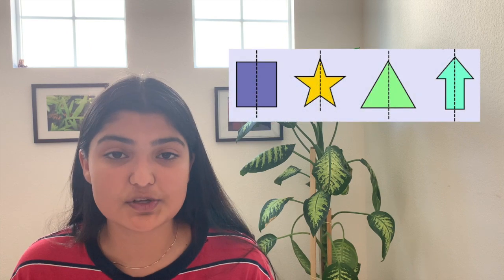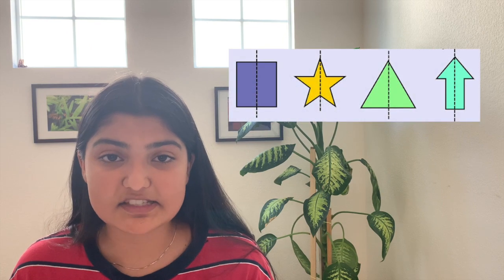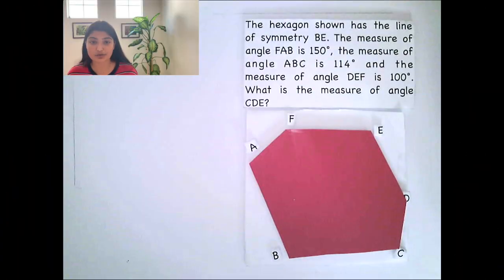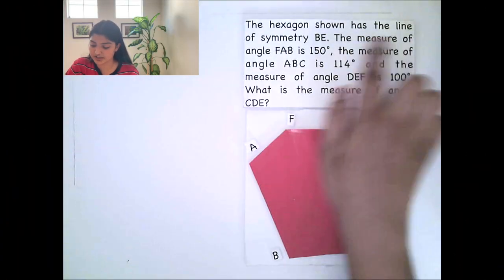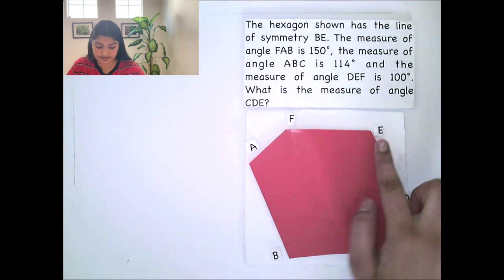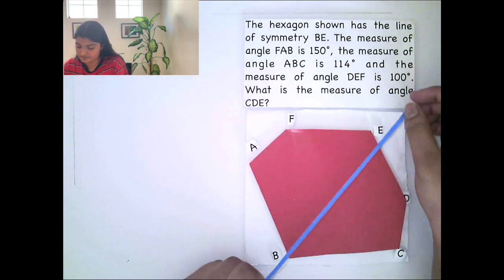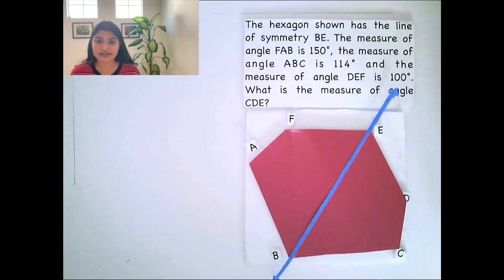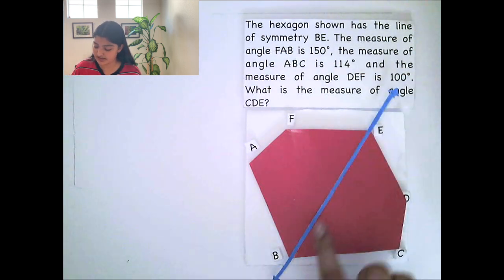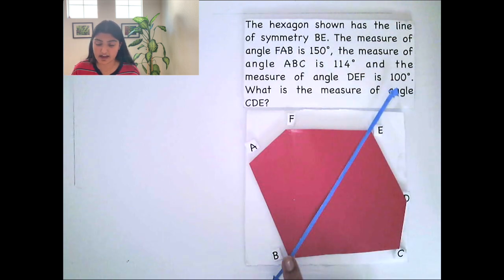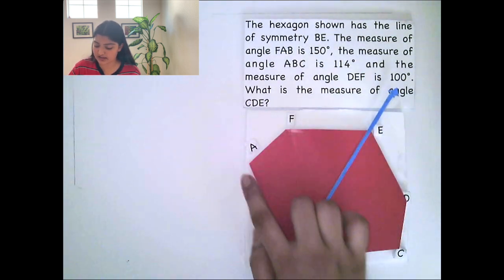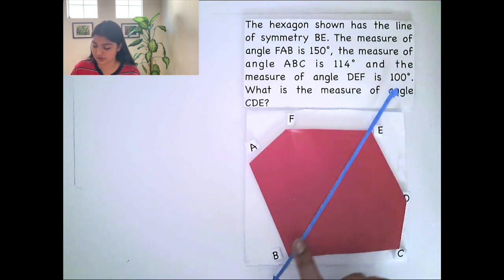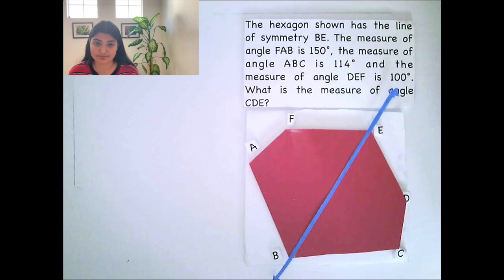Now that we've seen the properties of the line of symmetry and we know what the line of symmetry is, let's go back to the original question. Through this question, we can see that the line of symmetry would be at BE. We can also see that the line of symmetry directly cuts the hexagon in half by creating two quadrilaterals or irregular trapezoids. These trapezoids would also share the same measurement.